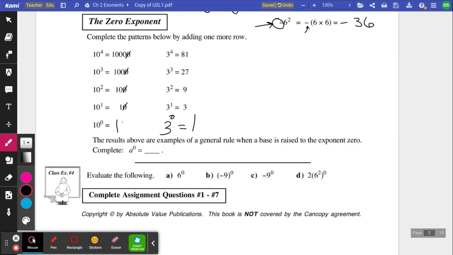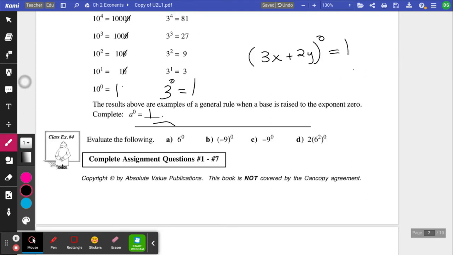A to the 0. What's it going to be? 1. Okay. Whole big bracket like this. You had to do this. You had to give an answer to that when you were in 9th grade. What was the answer to that? 1. Anything to the 0 is 1. I mean anything. Okay. So that's a good reminder. So that should be an easy concept.